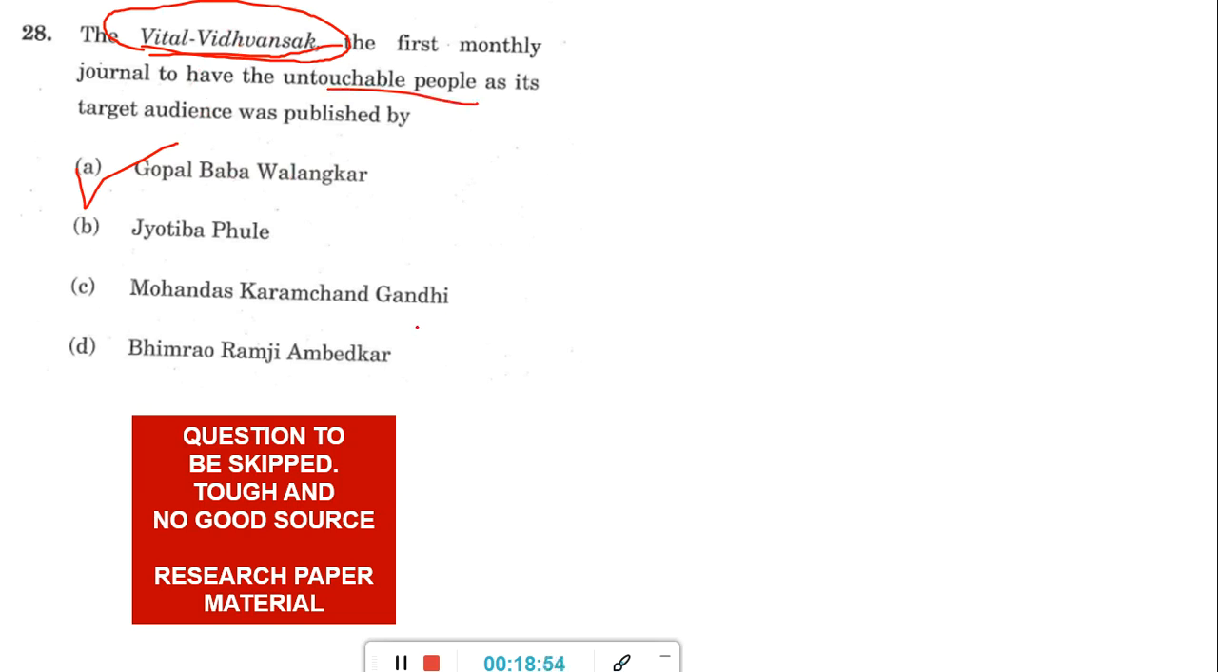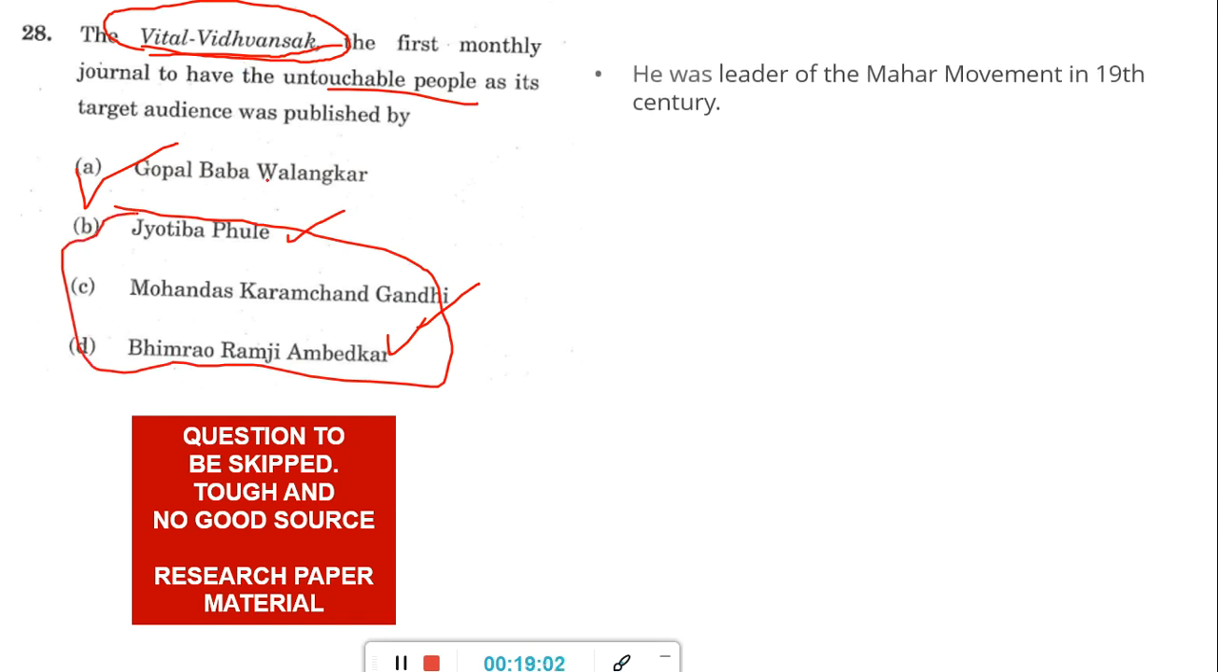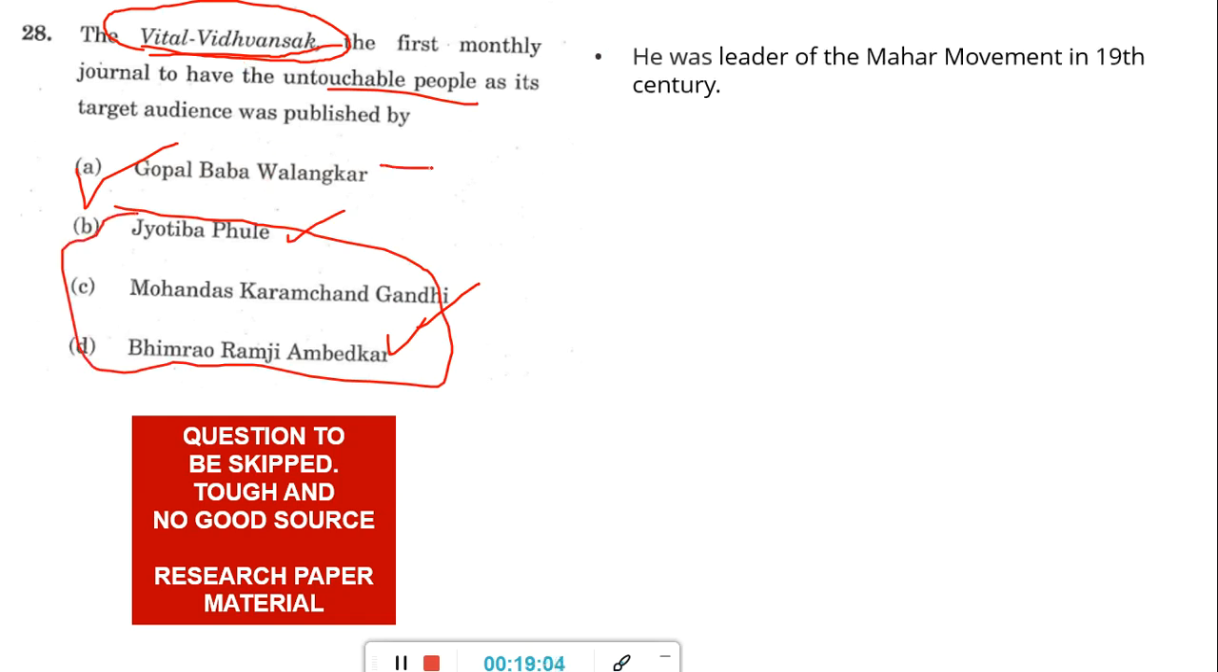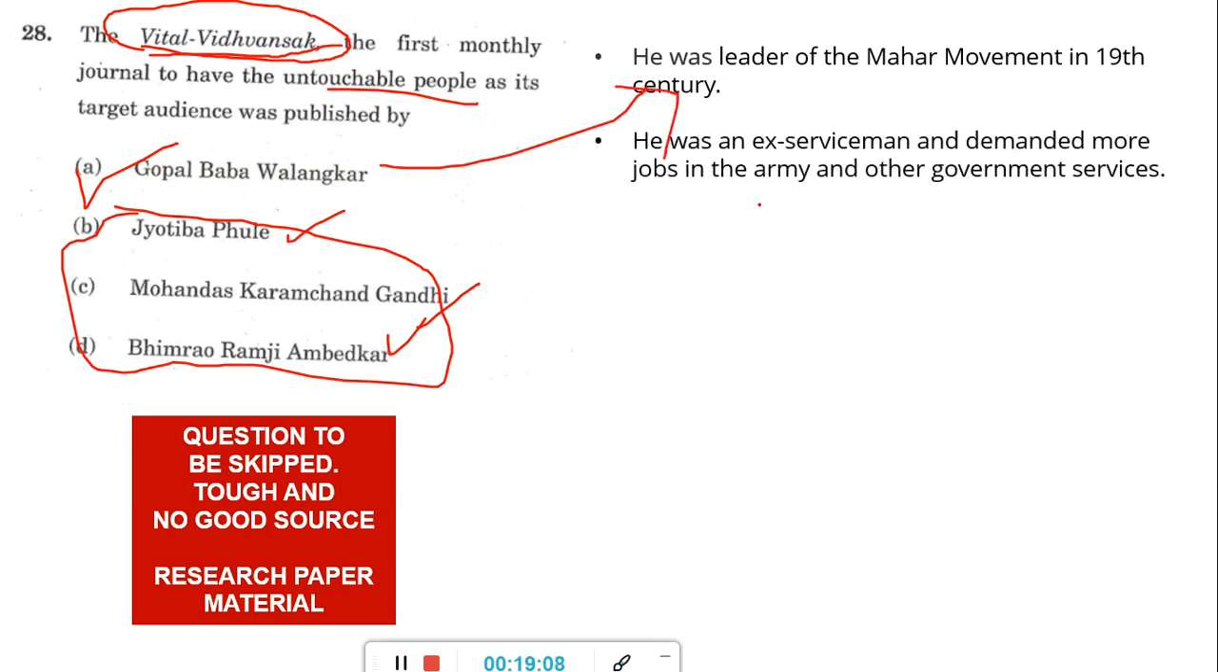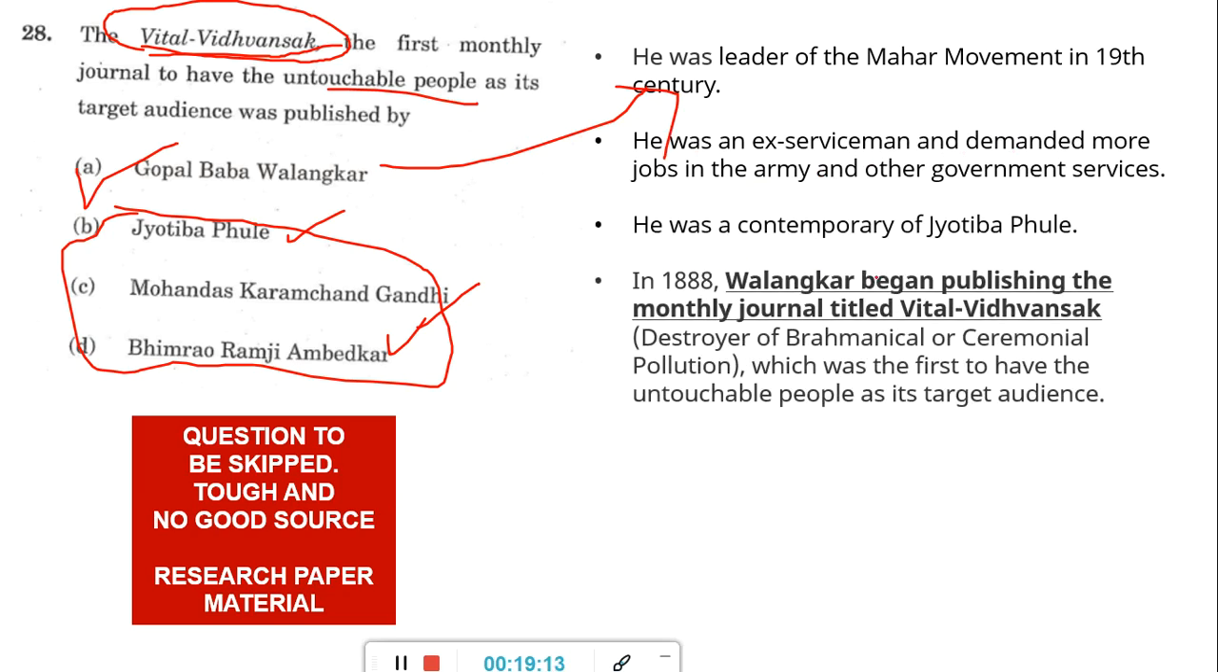Gandhi and Ambedkar, most of the books you will know. Jyotiba Phule, also the Gulamgiri book you will know. With that elimination technique, maybe you could have solved it, but directly nobody will teach you this. When you Google this, you will learn about this person. He was the leader of some Mahar movement in the 19th century. He was an ex-serviceman and demanded more jobs in the army. He was a contemporary of Jyotiba Phule, and in 1888 he published the monthly journal titled Vitthal Vidhwansak, Destroyer of Brahmanical or Ceremonial Pollution, which was the first to have untouchable people as its target audience.